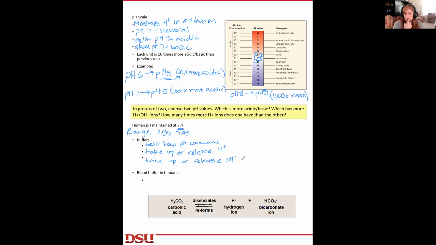Okay, so let's say that the blood is getting too basic. That means we have too many hydroxide ions out there. Buffers will have the ability to either pick up some of those extra hydroxide ions or release extra protons, hydrogen ions, in order to make that come back to balanced. So an example of this is the blood buffer in humans, which is carbonic acid and the bicarbonate ion.